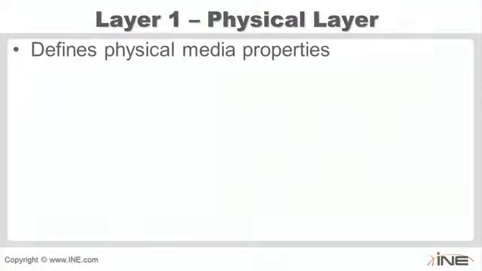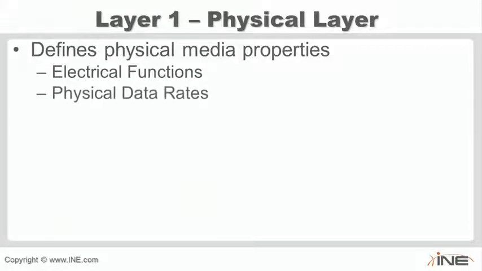Then lastly, we have the physical layer. This is going to be the actual physical properties of the media. So when I'm connecting two switches together, do they connect over copper or do they connect over fiber? So this would be like your electrical functions of the link, or the physical data rates. When I look at Ethernet that runs at 100 megabits per second for Fast Ethernet versus Gigabit Ethernet at 1 gigabit per second, that's going to be a physical electrical function of the link, of how often I actually send the pulses on the interface.